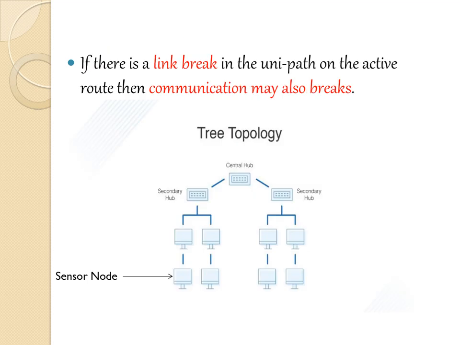There is a disadvantage of tree topology. If there is a link break in the unipath on the active route, then communication may also break. The diagram of tree topology is illustrated in the diagram.